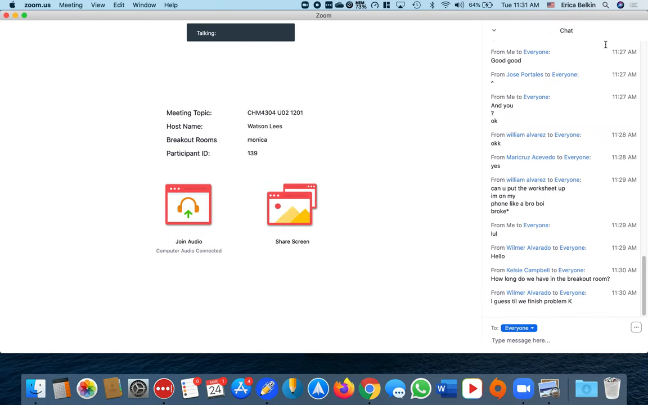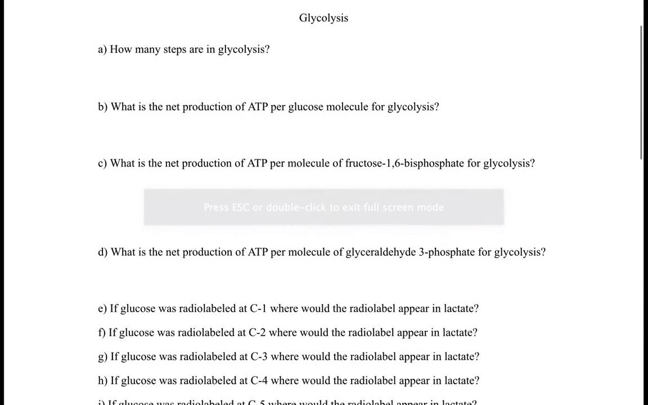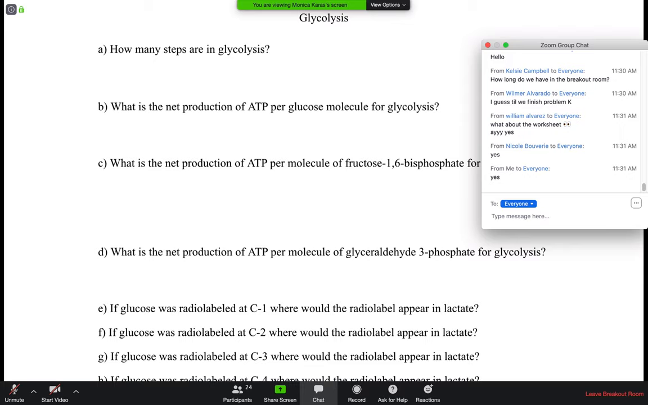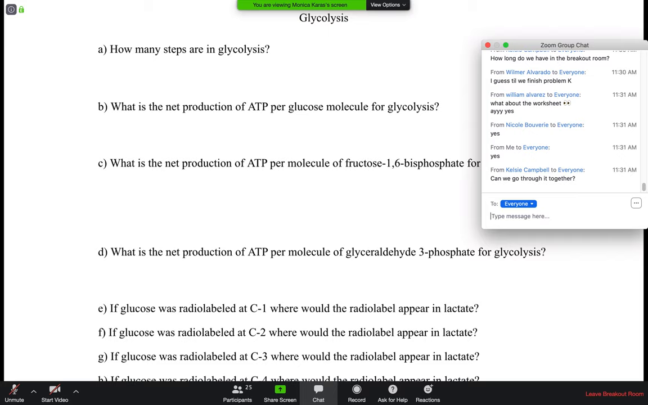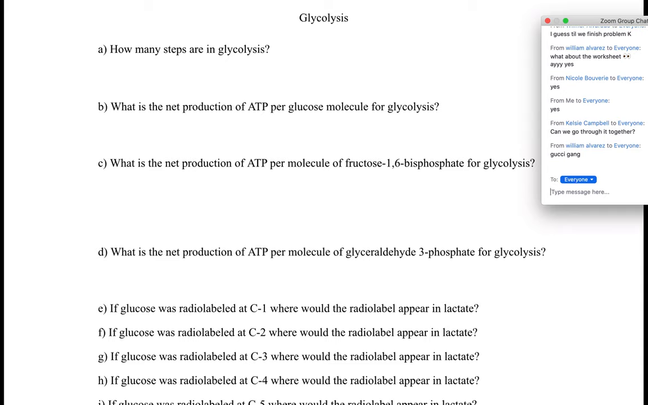So good. All right. Here's the worksheet. Can you see it? Okay. I want to give you guys some time to work through it first, and then we can go through it together. Does that sound good, Kelsey? This is funny. This group chat is so funny because there's a group chat connected to it.